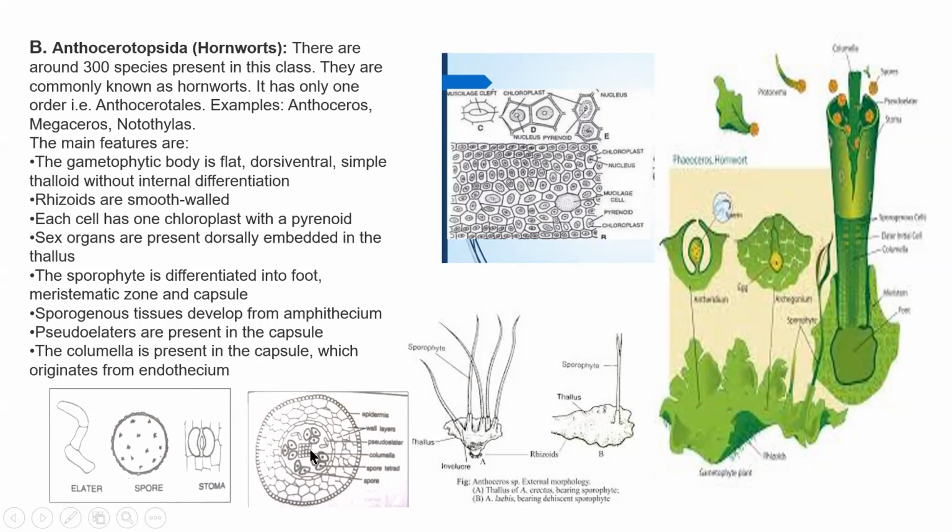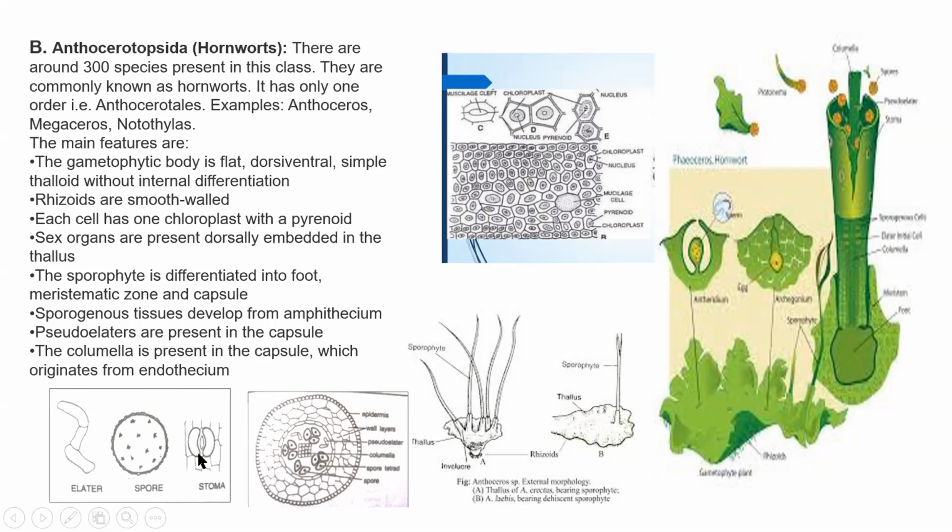a small region of columella that you can see in the capsule, which originates from the endothecium. So there was an absence of columella in the Hepaticopsida members, whereas Anthoceratopsida have columella originating from the endothecium. Sporogenous tissues originate from the amphithecium. So you can see the spore tetrads just surrounding the columella. You have the sporogenous tissue which is going to give rise to the spore tetrads.